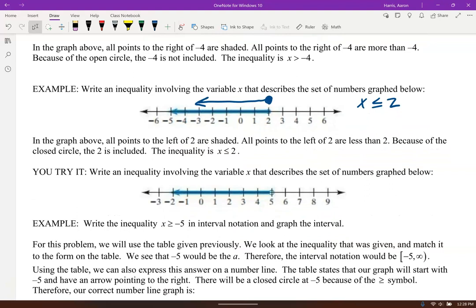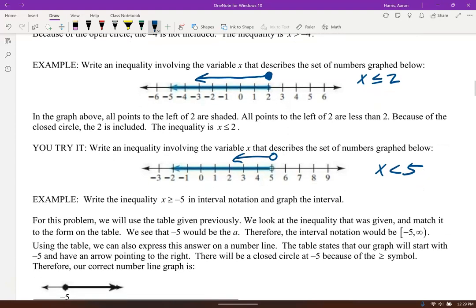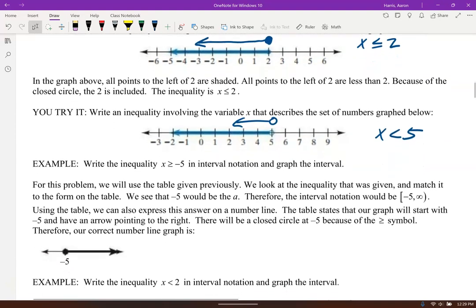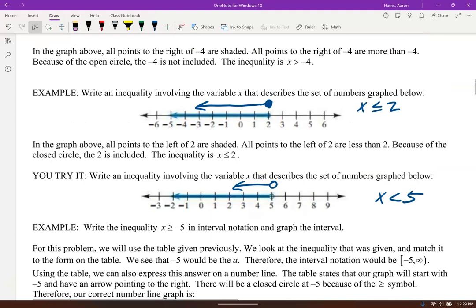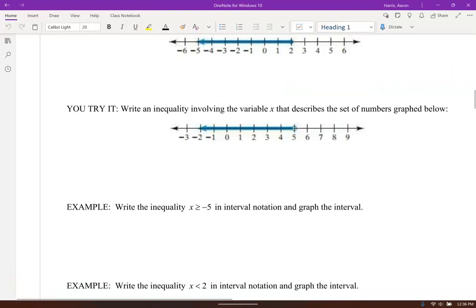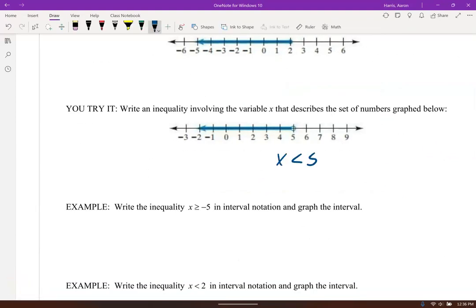The third one here has x is less than 5. It's open at 5 and it's going to the left. We're less than 5, right? All right, so we had x is less than 5 on this.